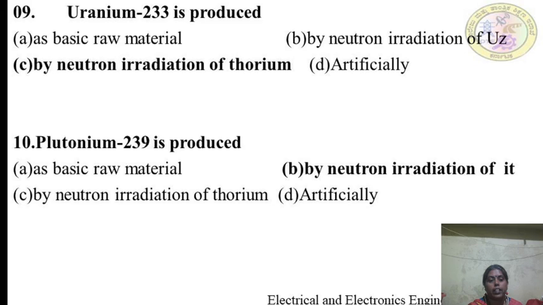Next, 10th. Plutonium-239 is produced. The choices are A. as basic raw material, B. by neutron irradiation of uranium, C. by neutron irradiation of thorium, D. artificially. The correct answer is B, by neutron irradiation of uranium. Plutonium-239 is produced by neutron irradiation of uranium.